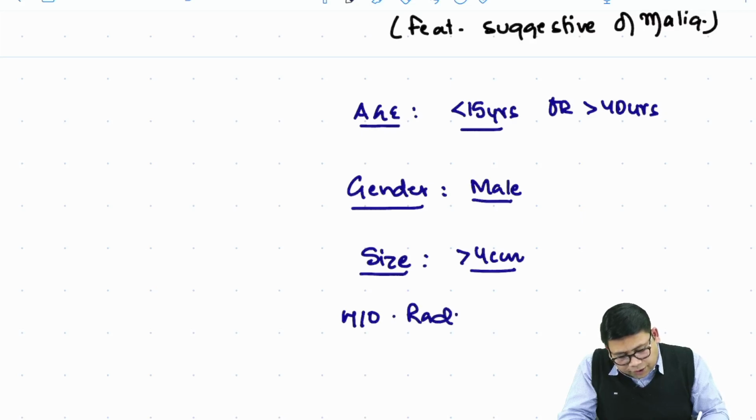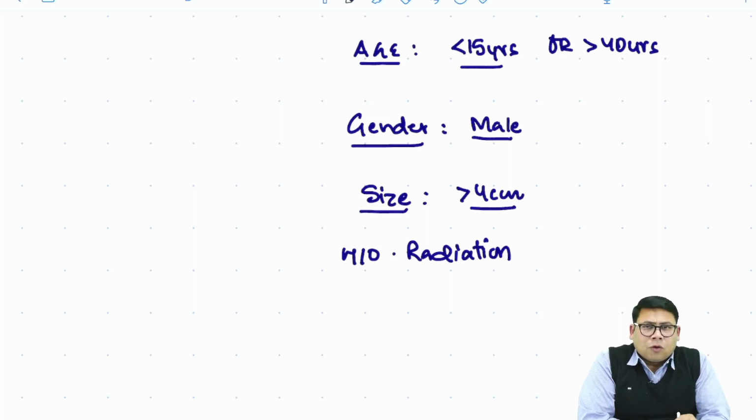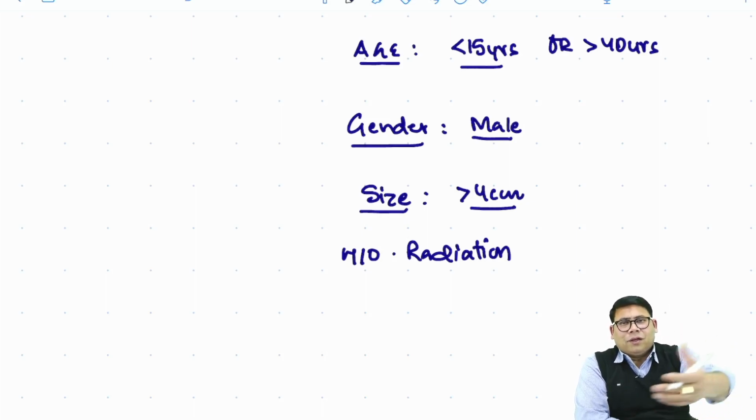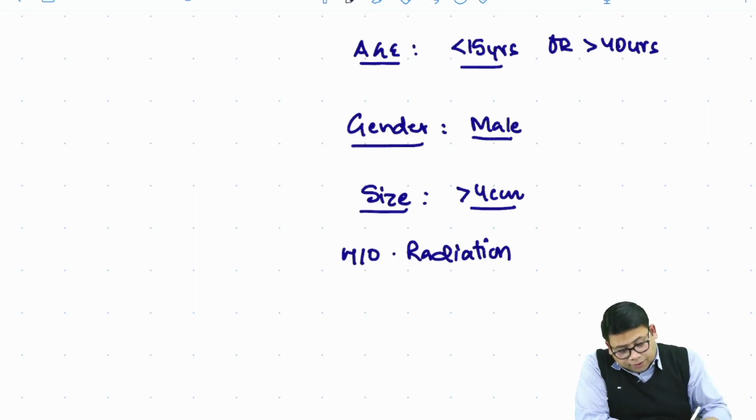Next is history of radiation, which is again very, very important. Doctors who are working in the OT are exposed to X-rays: anesthetists, urologists, gastroenterologists, orthopedicians are routinely exposed. Or if you have undergone any treatment for facial hair removal. Or if you were born in a war zone where there would have been a nuclear mishap. So these are some important things that you need to understand: age, gender, size. Then family history.